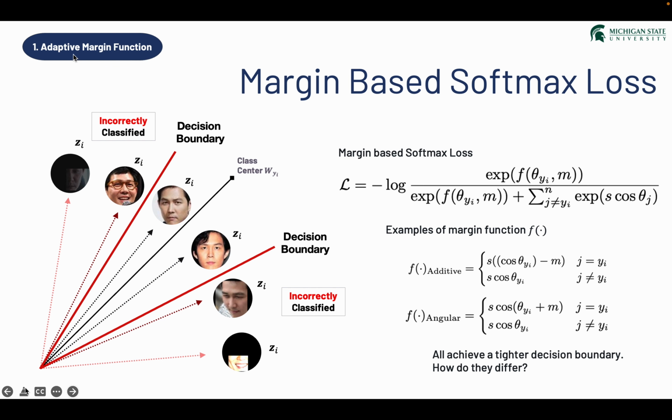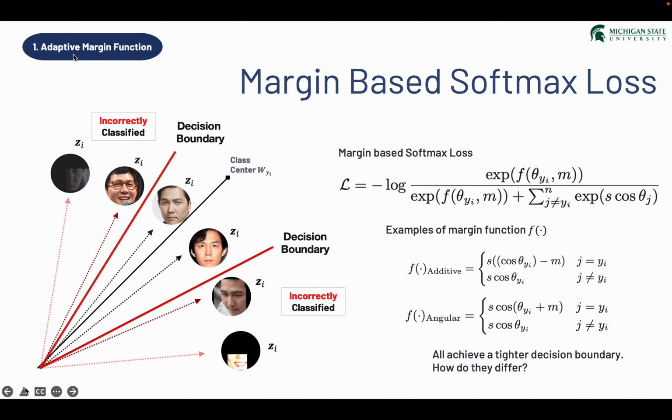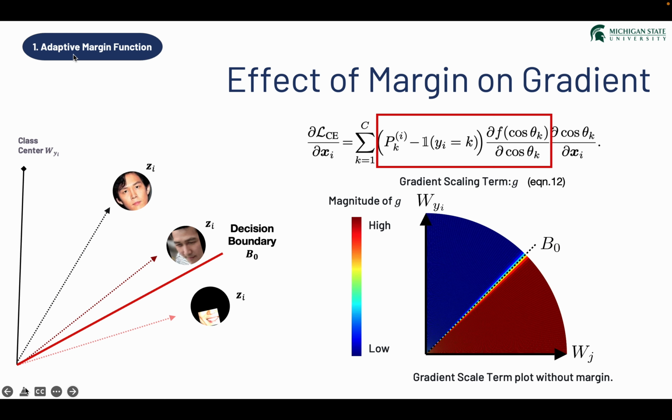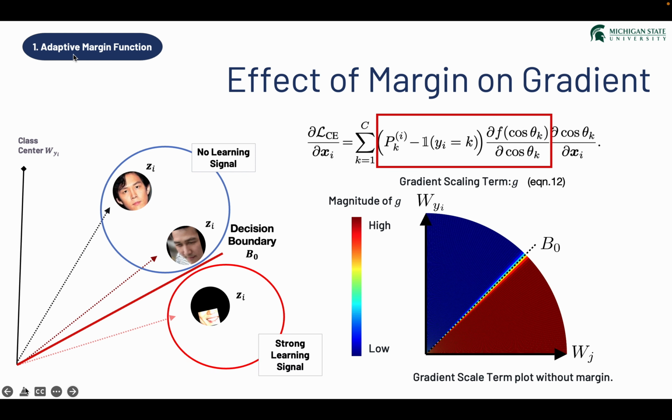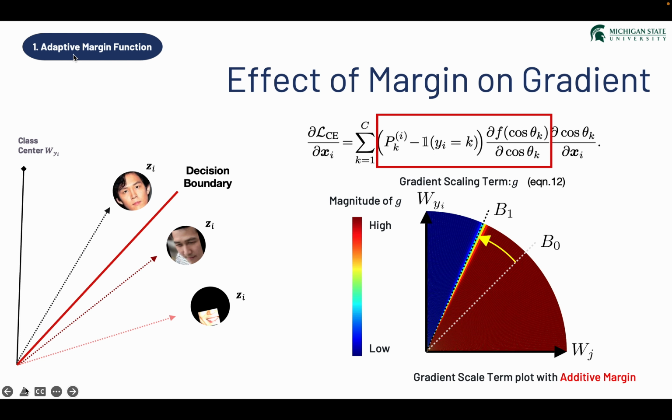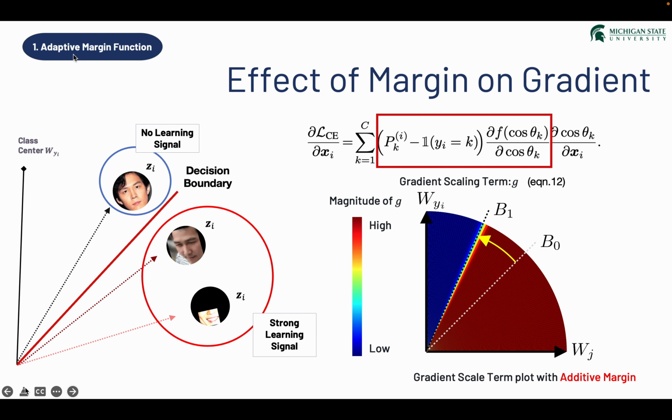The question we ask is how they differ in their gradient's magnitude, which is directly related to the sample emphasis. By expanding the partial derivative, we find that the margin function f affects the first two terms, which we call the gradient scaling term. So we plot the gradient scaling term g on the feature space with a color. Here we show the case without a margin. Samples near the class center get no learning signal, and the samples past the decision boundary have large g. With the additive margin, the decision boundary is shifted, so more samples receive learning signals, but their gradient scaling term is similar to one another, shown by the flat red region.